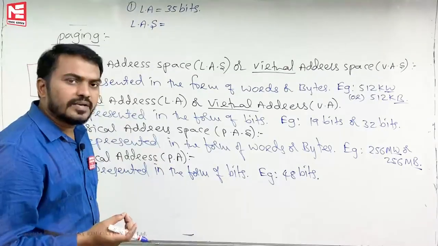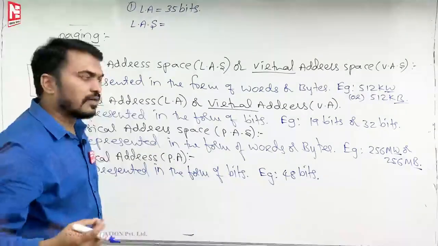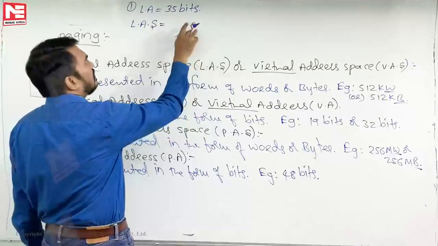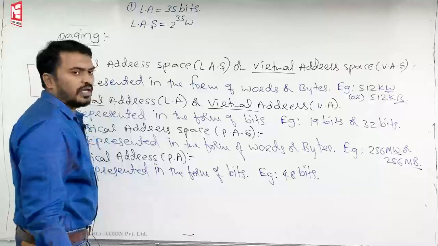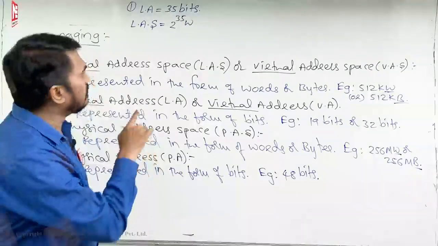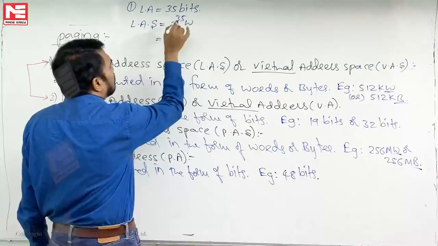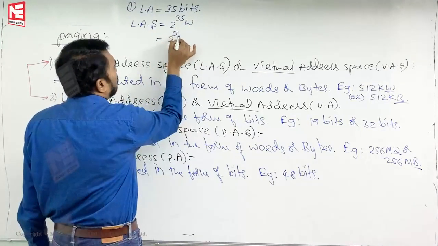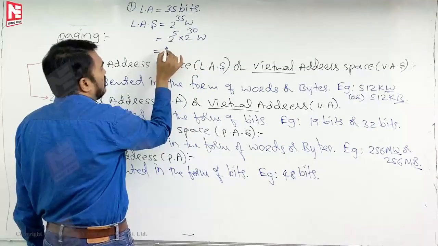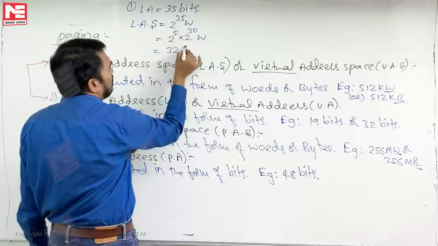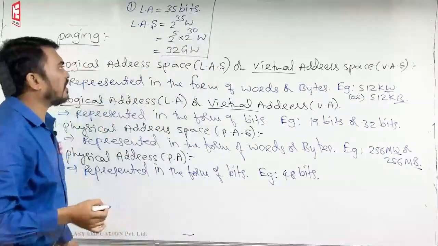If it is word addressable, you say in the form of words. If it is byte addressable, you say in the form of bytes. So let us say I am assuming word addressable. So 2 power 35 words. Now tell me, what is the value of 2 power 35 words? 2 power 5, 2 power 30 words. Yesterday's class. 2 power 5 is what? 32. 2 power 30 giga words. 32 giga words. So this is how you solve this.